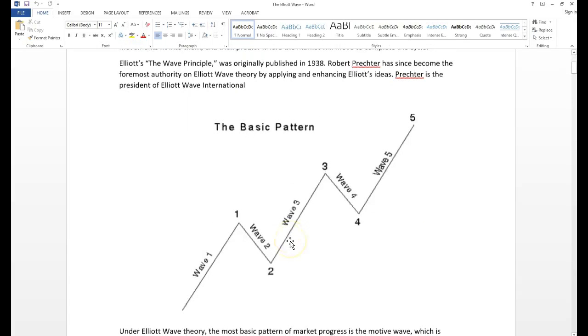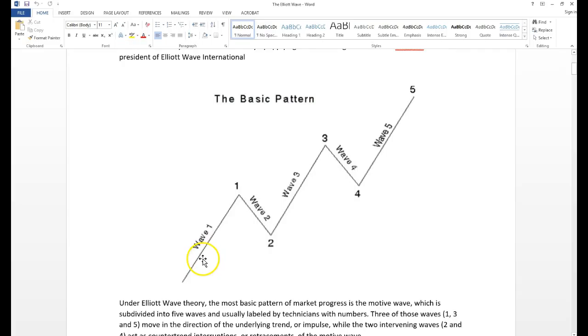Alright. Here's the basic pattern. So it starts with X, which is usually down here. 1 to 2 is the first new high to the new low. 3 to 4 is the second new high to the new low, to wave 5. After wave 5, right here, at the 5th peak, there's usually an ABCD correction, which would be like a trend reversal or a trend continuation.